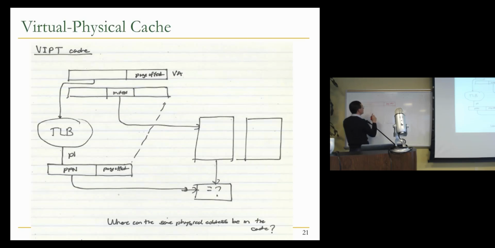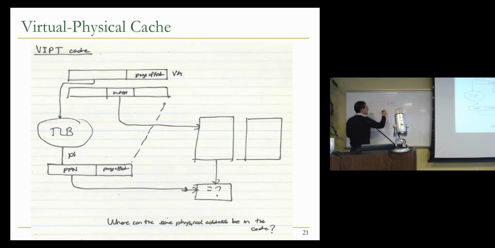And what we're trying to do is to tag the cache physically. So this will be our tag in each tag store entry. But index the cache with the virtual address. Right? Does that make sense?